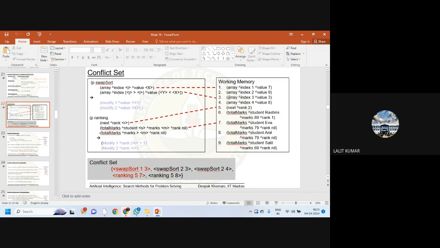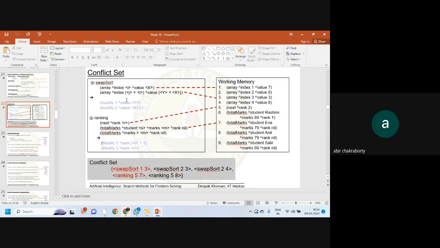Then we go to 3. 3 is greater than 1, yes, it fulfills, and 3 is less than 7. So 1 has matched, and from here we get swap sort 1 and 3. Then we take 4. Index 4 is greater than 1, true, but Y is less than X, no. So 1 and 4 don't match.